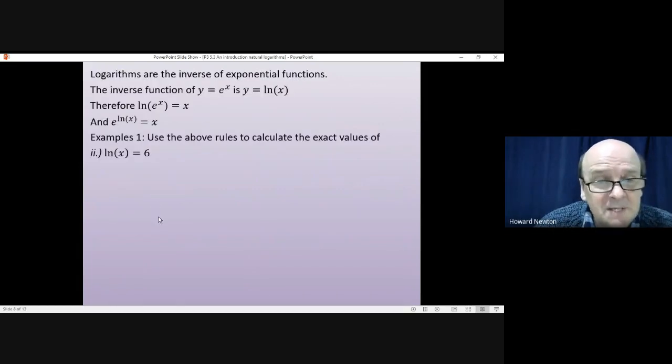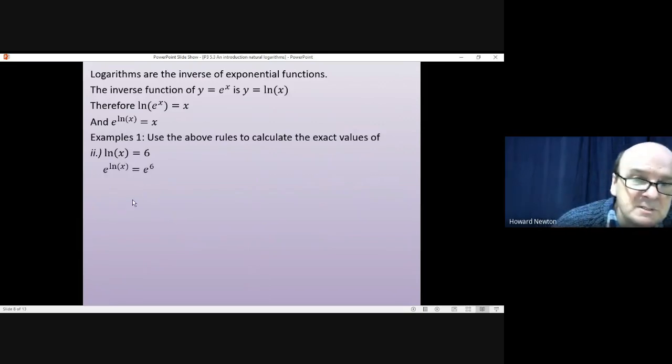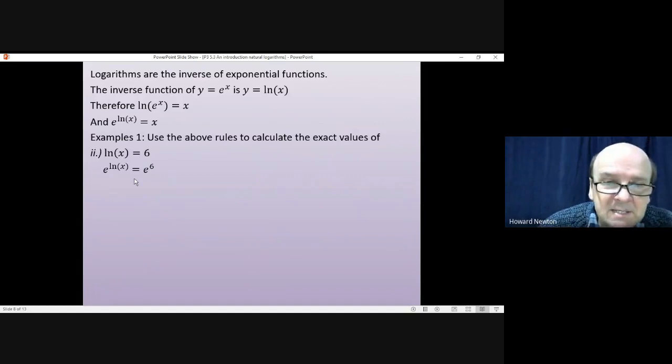Second question, log x equals 6. Same idea, but this time we do it the other way around. We're going to do e to the power of both sides. So e to the power of the left-hand side and e to the power of the right-hand side. And that'll give us e to the power of log x on the left is equal to e to the power of 6 on the right-hand side.